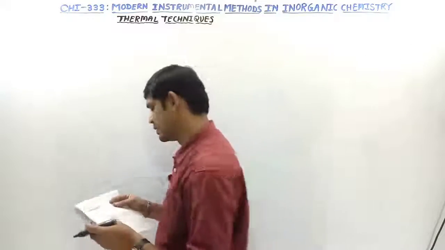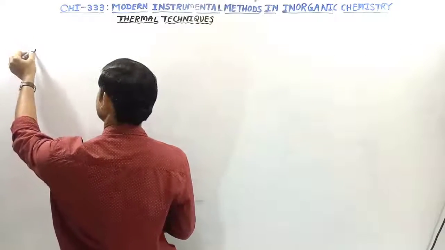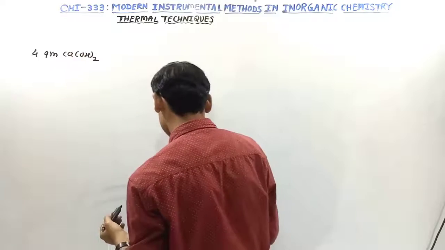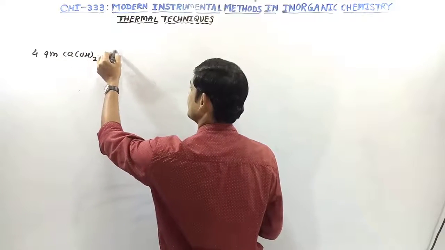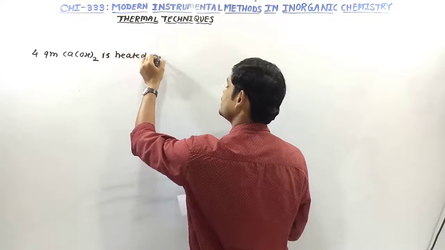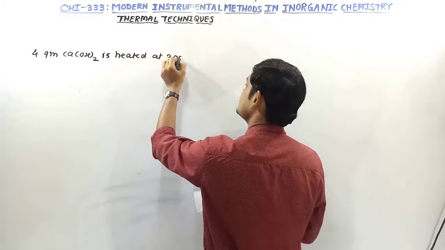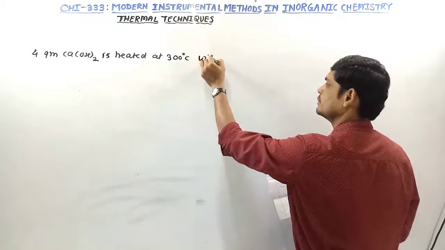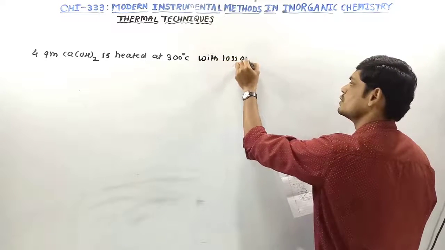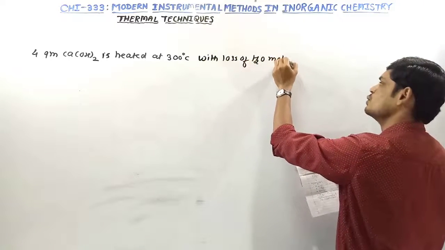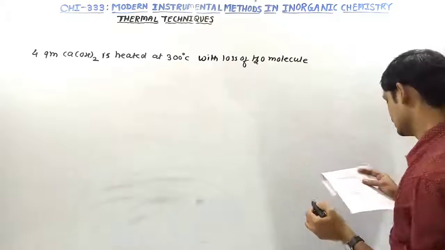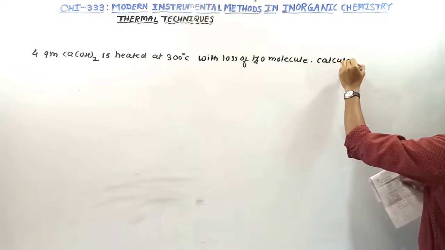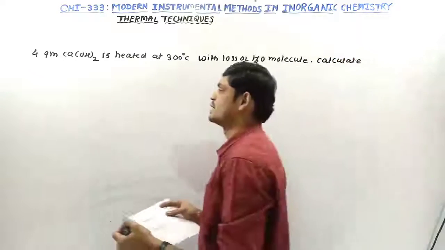Now the second example. 4 gram of calcium hydroxide is heated at 300 degrees Celsius temperature with a loss of an H2O molecule. Calculate the percent of mass loss.